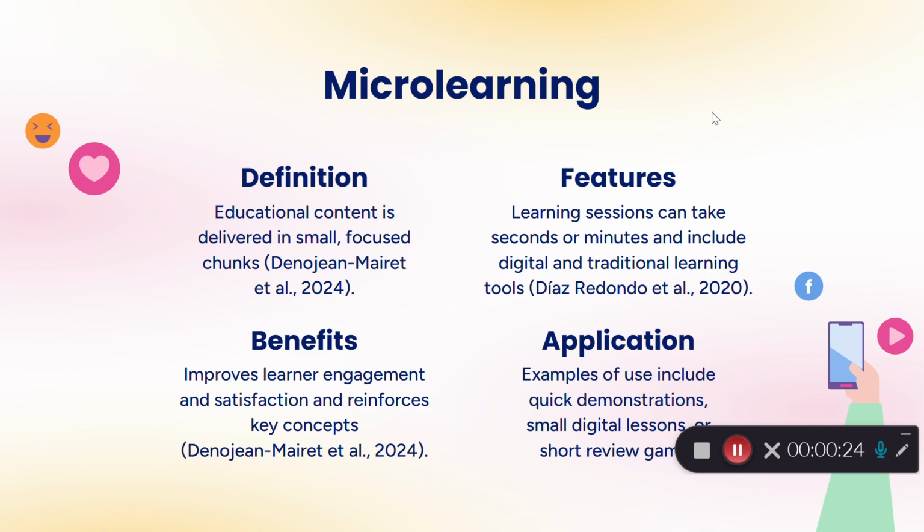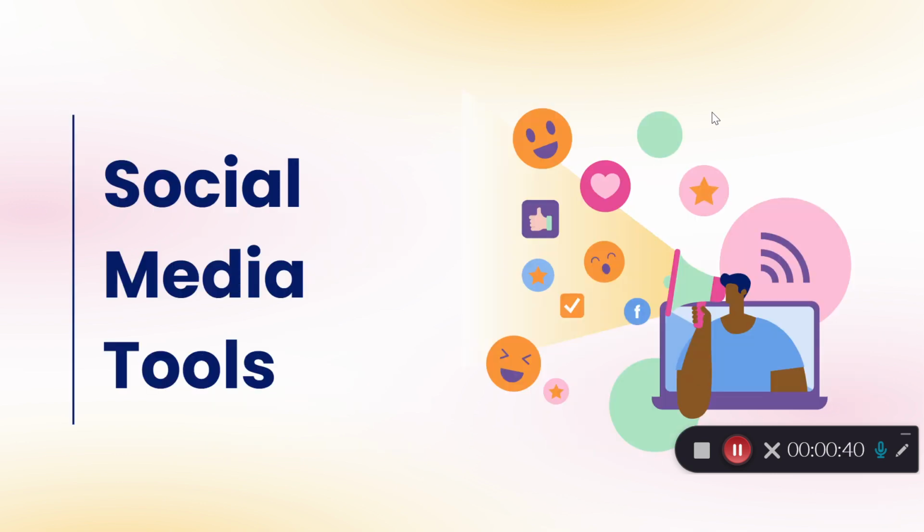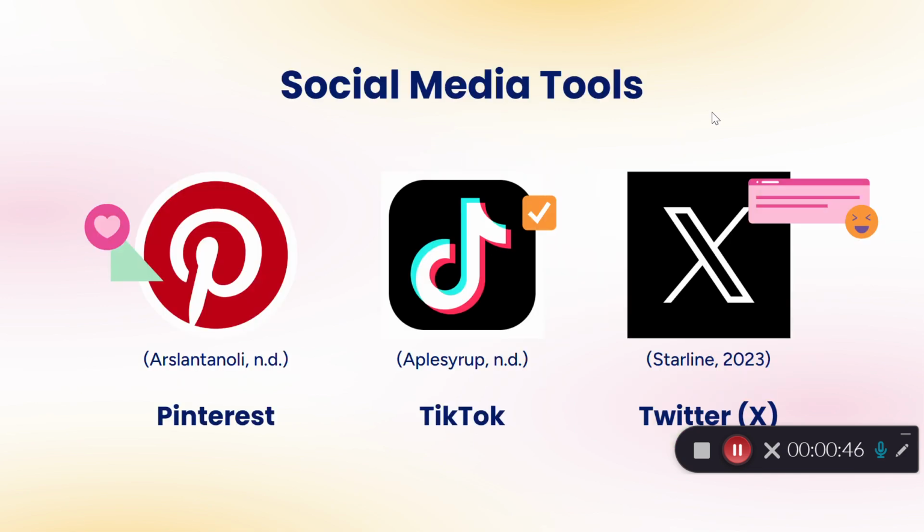Some of its benefits include improved learner engagement and satisfaction, while also reinforcing key concepts. Examples of use include quick demonstrations, small digital lessons, or short review games. There are different social media tools that you can use to implement microlearning into your classroom. These social media tools that we're going to be talking about are the three: Pinterest, TikTok, and Twitter, formerly Twitter, now known as X.